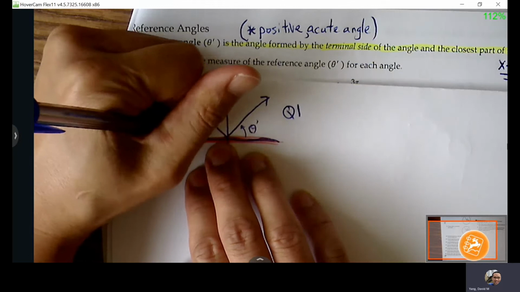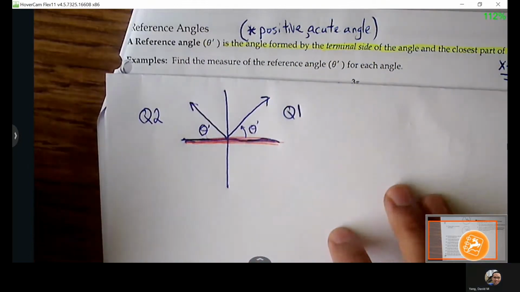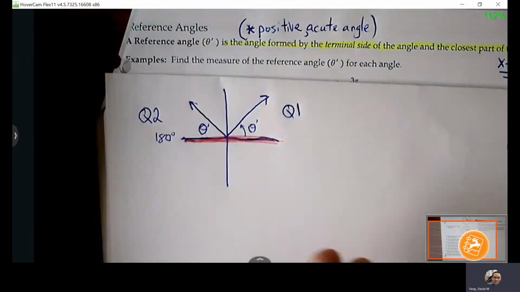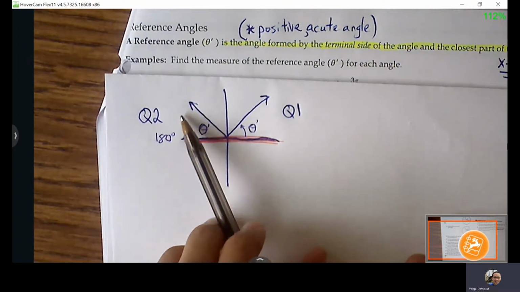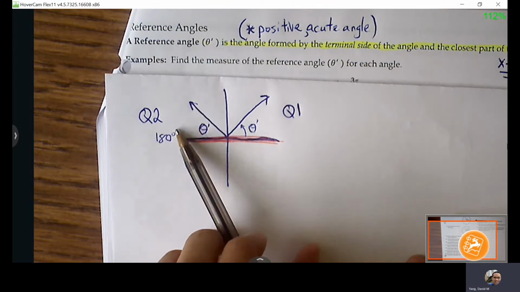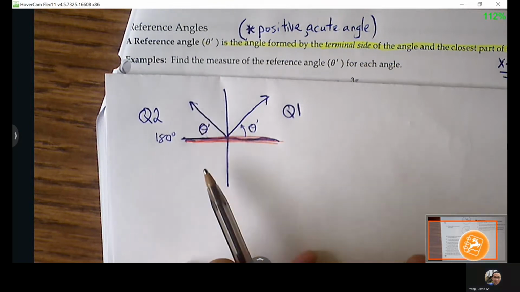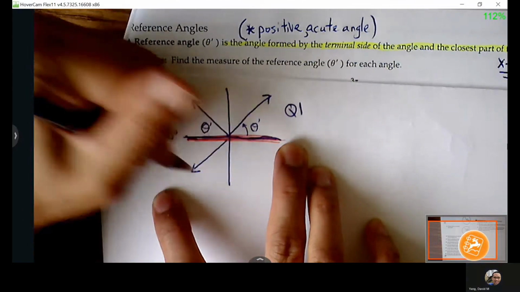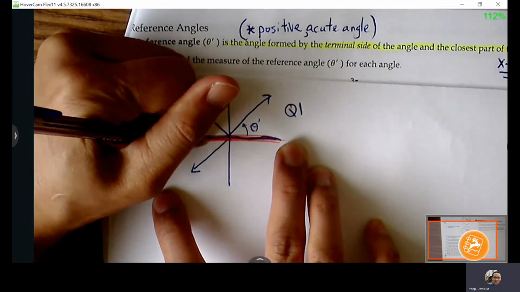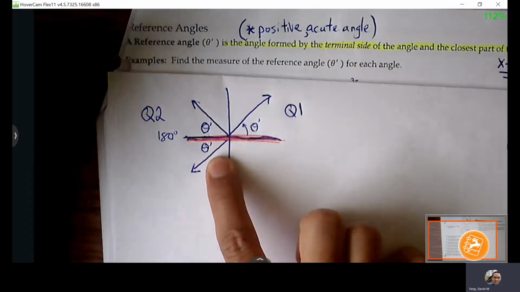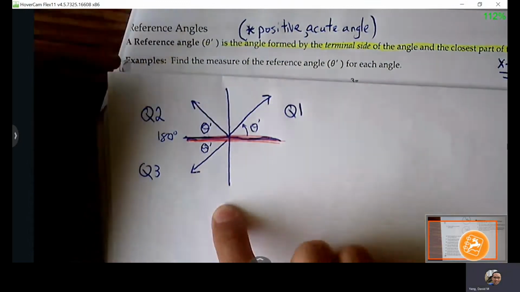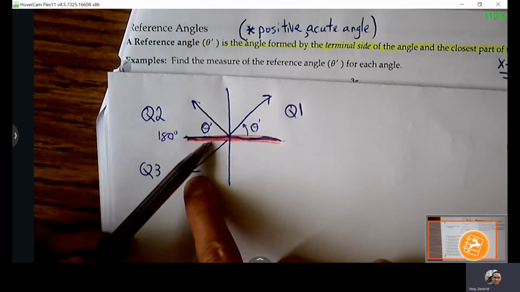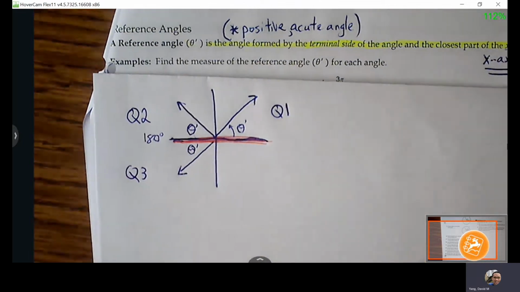So I'm going to call this theta prime. You're going to be involving 180 to help you figure out that angle measure. If your angle is in the third quadrant, then you're concerned about finding this angle measure here. That's your reference angle. So if it's 240, you'll do 240 minus 180, and that will help you figure out that angle measure that is clearly in that range.